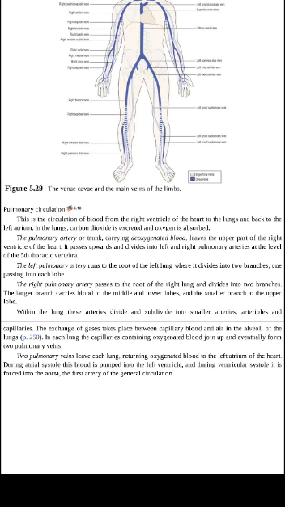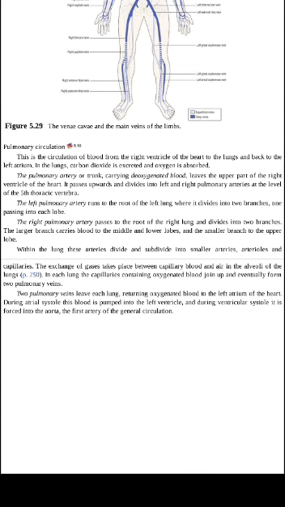In lungs, the carbon dioxide is excreted out and oxygen is absorbed in the blood. Now the pulmonary artery, or the trunk, carries the deoxygenated blood. Here it's very important that normally all the arteries in our body carry the oxygenated blood, but this is an exception, that the pulmonary artery carries the deoxygenated blood. So the pulmonary artery, which leaves the upper part of the right ventricle of the heart, then passes upward and divides into left and right pulmonary arteries at the level of fifth thoracic vertebra.